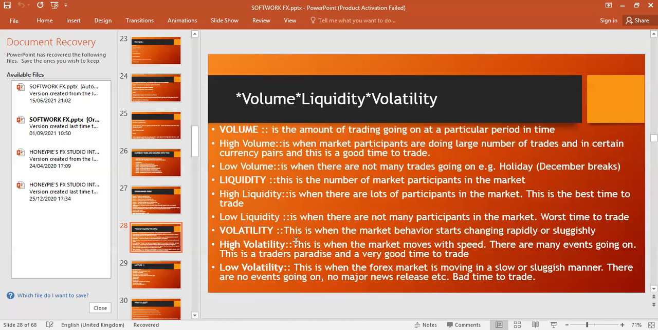So another concept here is the concept of liquidity. This is the number of market participants in the market. Liquidity can also be looked at in another aspect, which we are really going to be delving into. The concept of liquidity is a whole topic on its own. Like I said, I'm still laying a background knowledge of Forex. That is what I'm still doing at the moment. By the time we get into the practical, liquidity is a whole topic on its own.